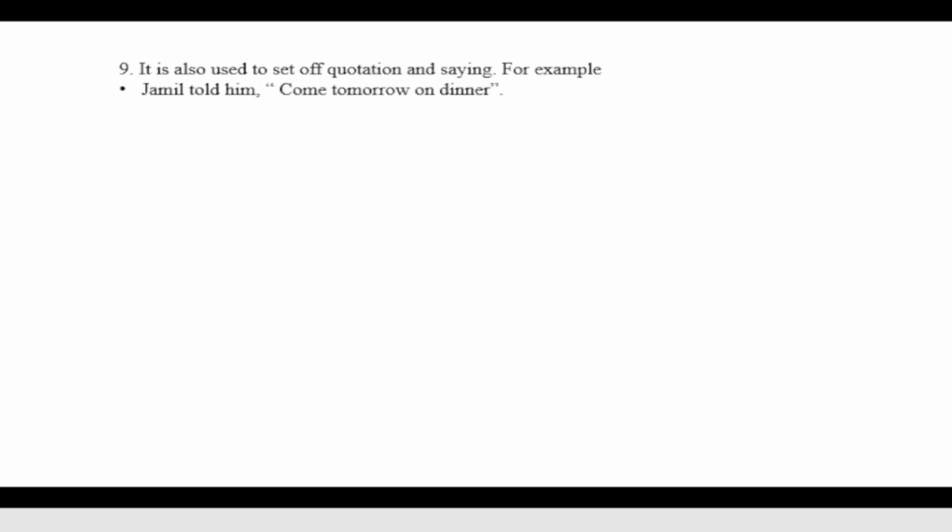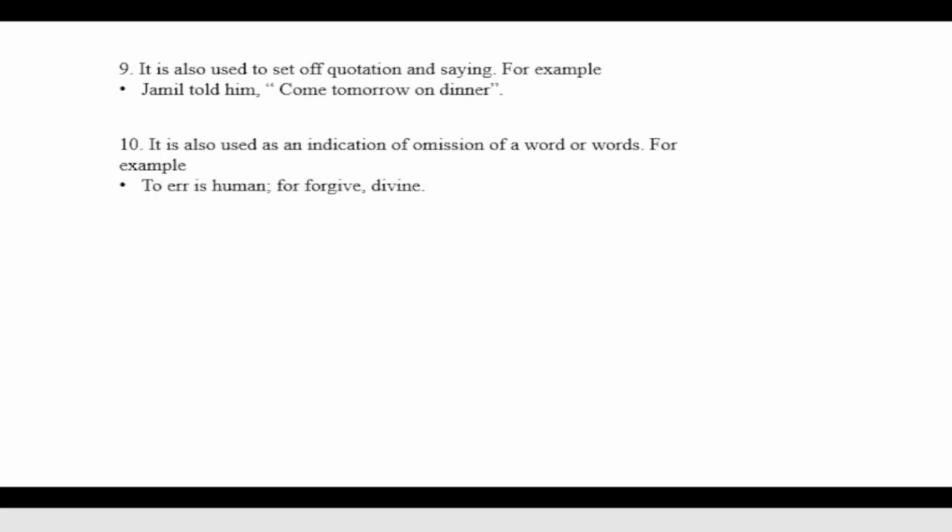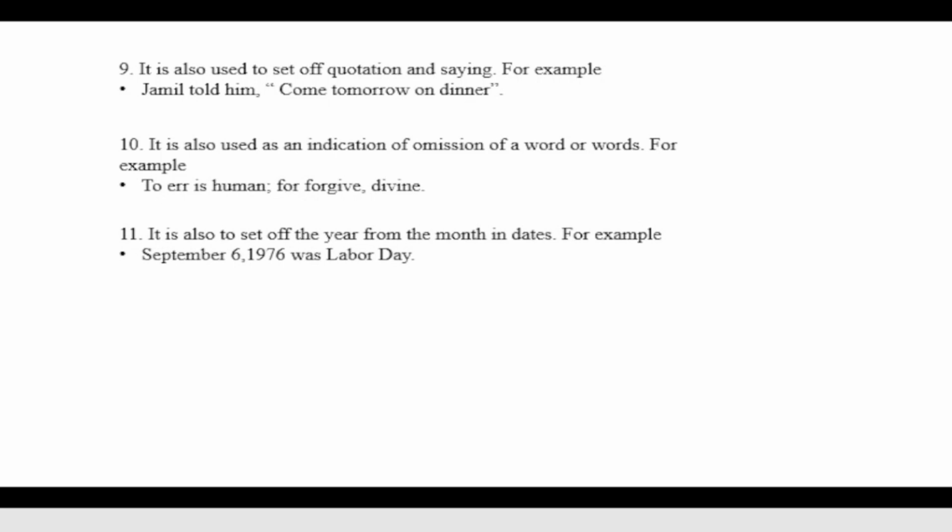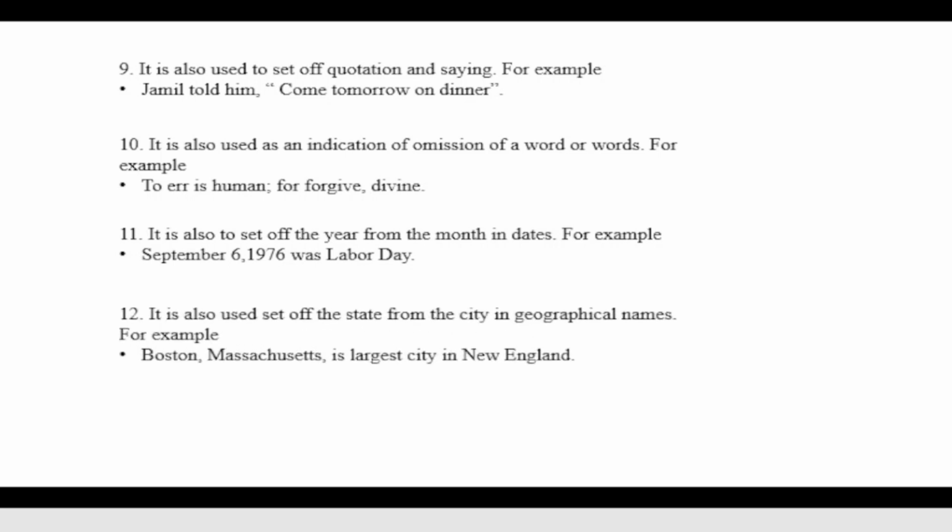9. It is also used to set off a quotation and saying. For example, Jamil told him, "Come tomorrow for dinner." 10. It is also used as an indication of omission of a word or words. For example, to err is human, to forgive, divine. 11. It is also used to set off the year from the month and date. For example, September 6, 1976 was Labor Day. 12. It is also used to set off the state from the city in geographical names. For example, Boston, Massachusetts, is the largest city in New England.